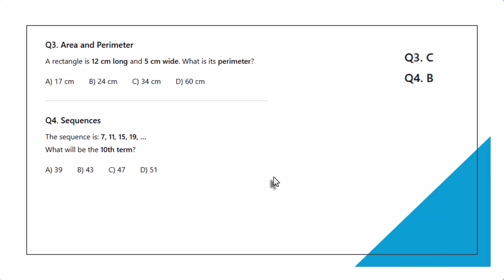If you got that correct, please tick that. So question 3 was C and question 4 was B. Tick those ones if you got them correct.